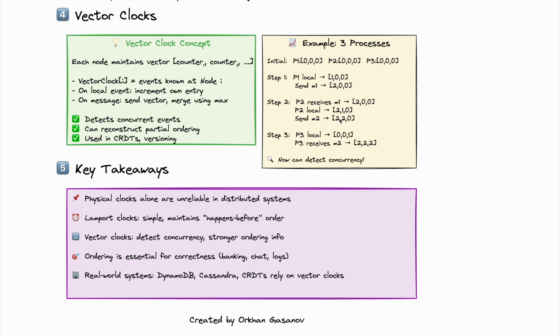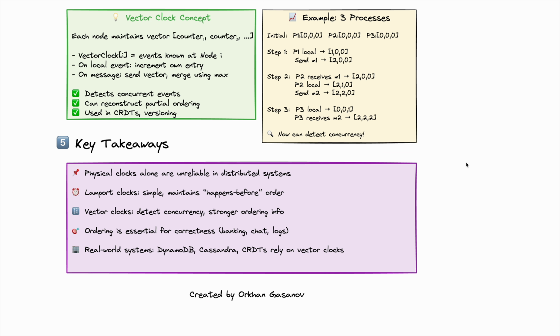Then we send to the third process. Here the local time for the third process is 0, 0, 1, and we merge and increment this one. So now we have 2 for all events, right? Using the vector, we can detect concurrency.